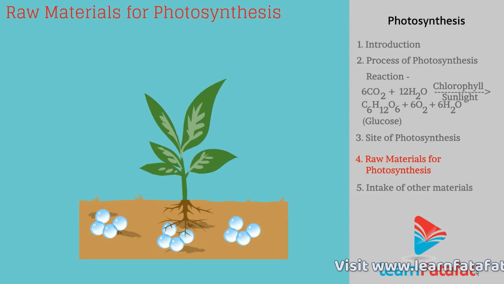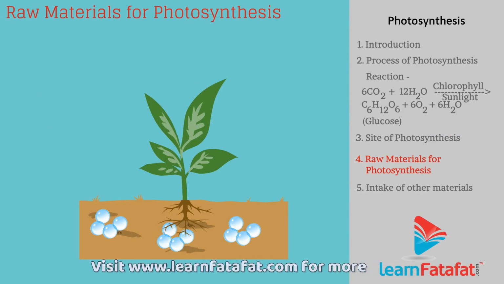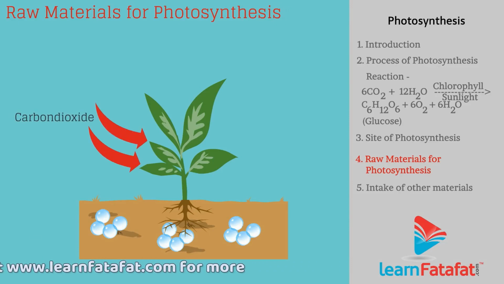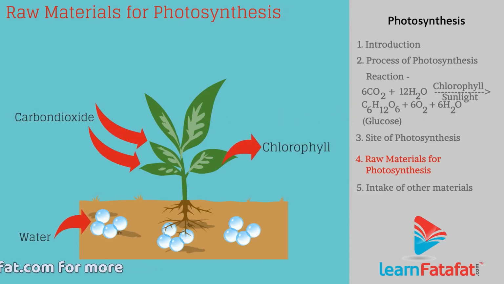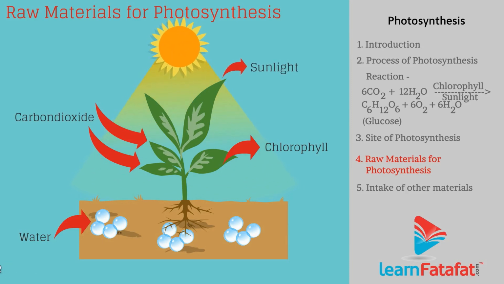Raw materials for photosynthesis. For the process of photosynthesis, plant need carbon dioxide, water, chlorophyll and sunlight.